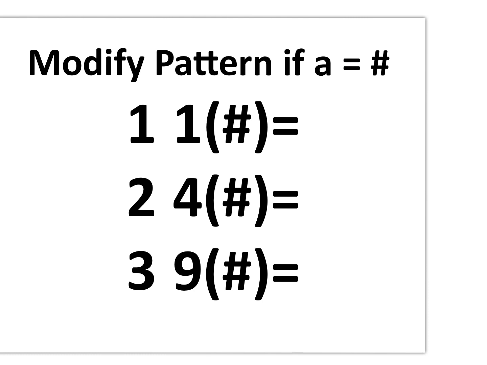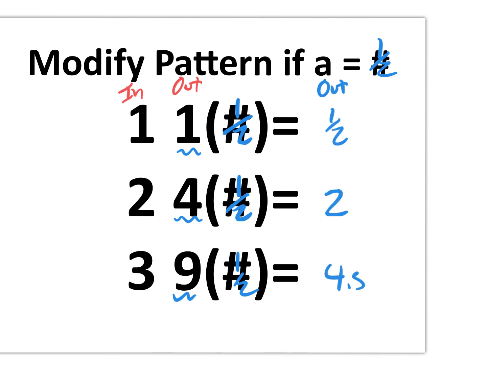And last but not least, what if you don't have an a value of 1? What if your a value is like 1/2? Then you would have to modify the outputs of your pattern by that new a value of 1/2. So let's say a was 1/2. Then here are your original inputs and outputs of your pattern, and you'd have to multiply each of the outputs. The 1, multiply it by 1/2. The 4, multiply it by 1/2. The 9, multiply it by 1/2. Giving you new outputs of 1/2, 2, and 4.5.